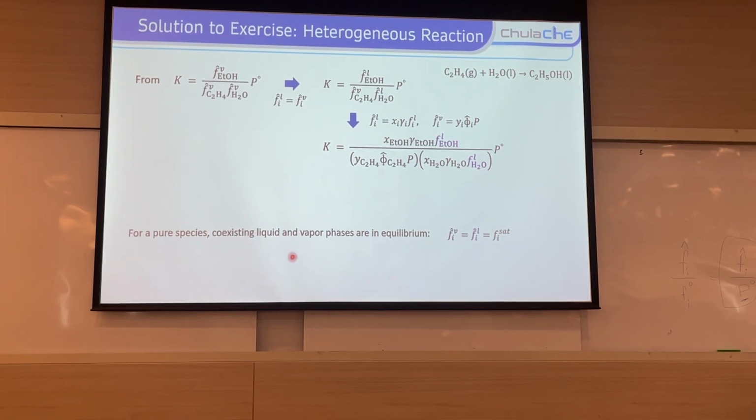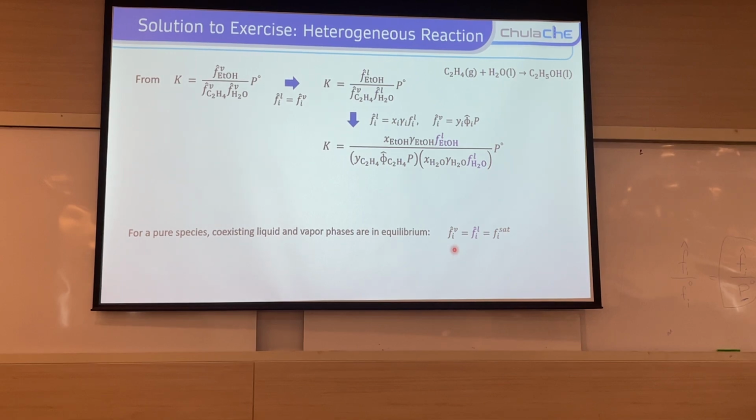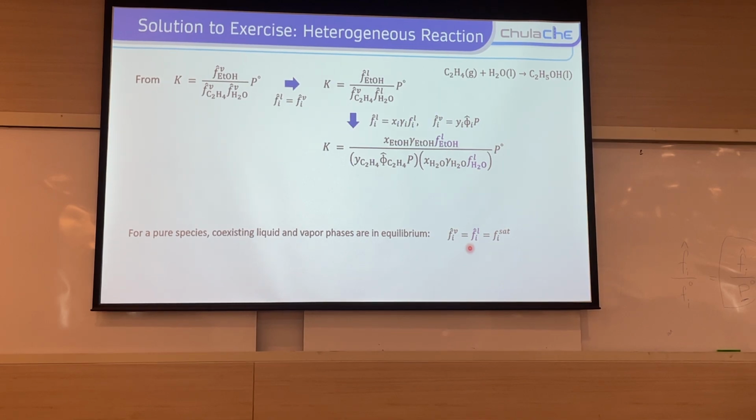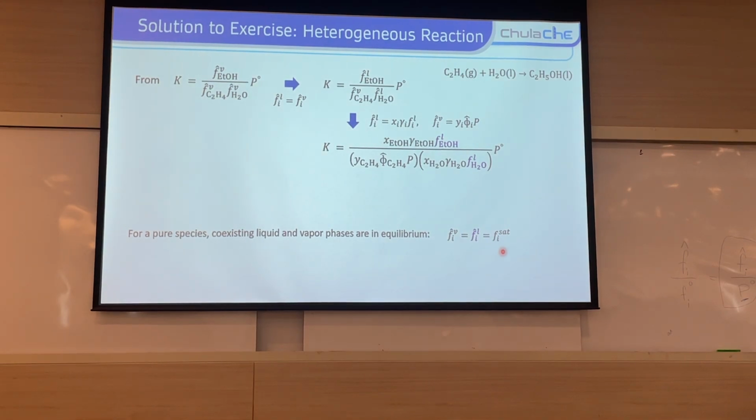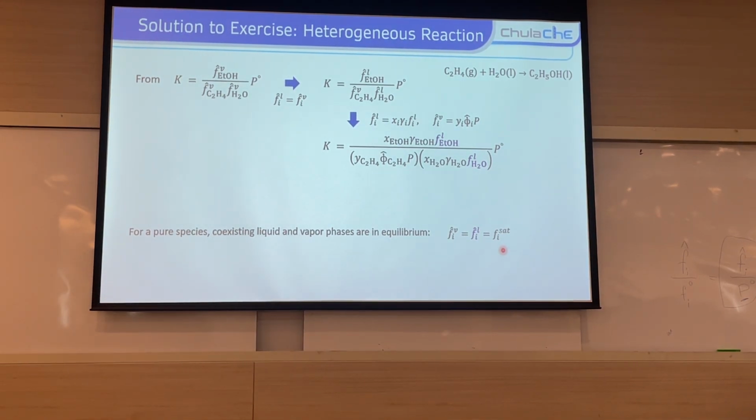Then, now we have the viscosity of the pure species for the ethanol and water here. How can we change this viscosity into a parameter that we can measure, for example, pressure? Usually for a pure species, the liquid and vapor phases are in equilibrium. And you know that the viscosity in the vapor phase should be equal to the viscosity in the liquid phase. And actually it is equal to the viscosity of pure species at the saturated condition.